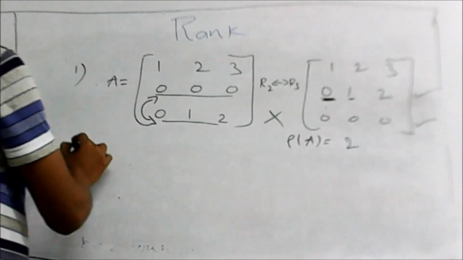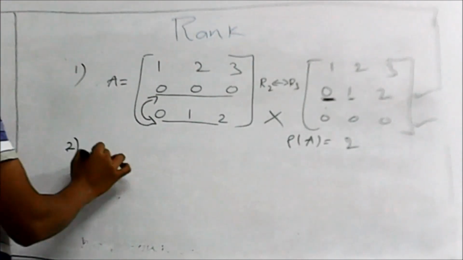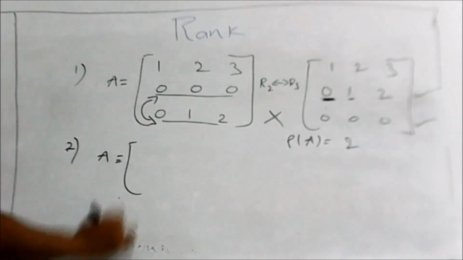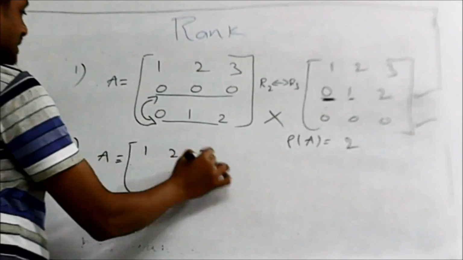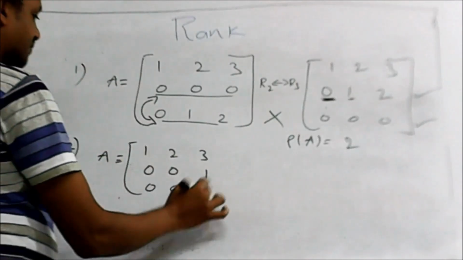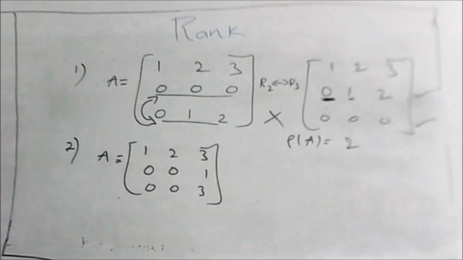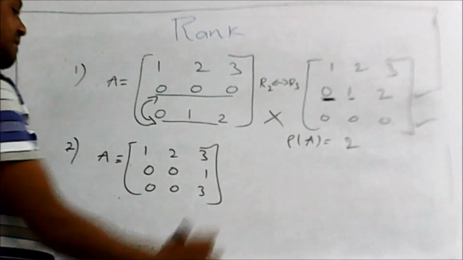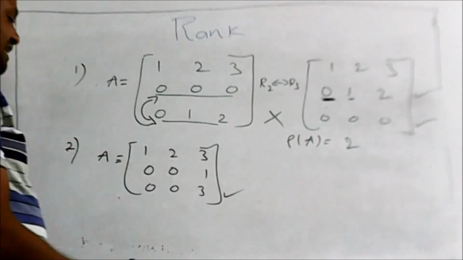Okay. Suppose example 2 here. Suppose after applying row transformations, the final matrix is like this: 1, 2, 3; 0, 0, 1; and 0, 0, 3. What about the rank of the matrix? Does it satisfy the row echelon form? Zero rows, if any: there are no zero rows. So property 1 is satisfied. What about the second property?